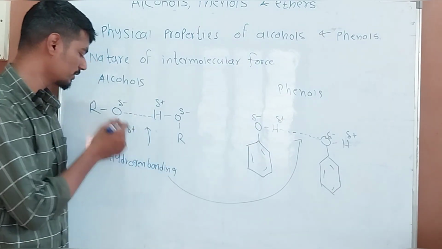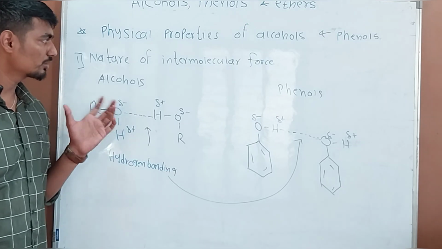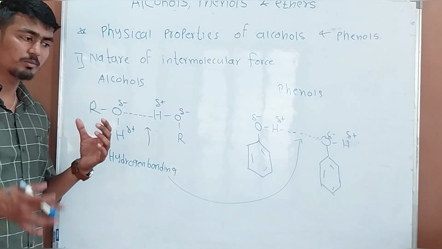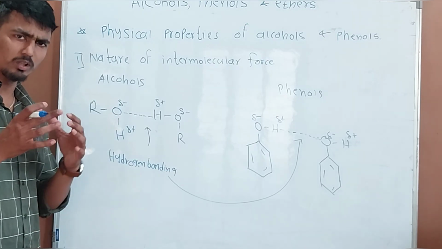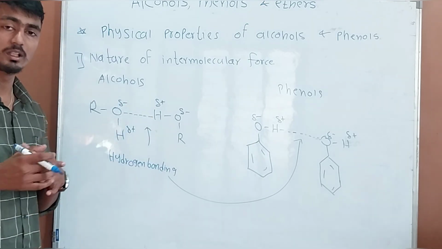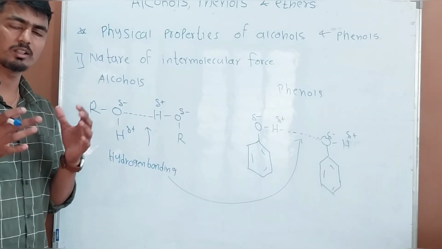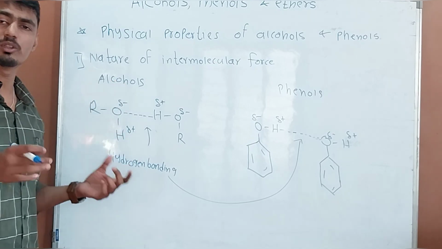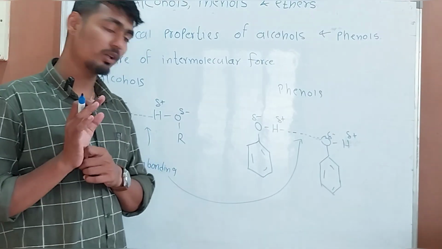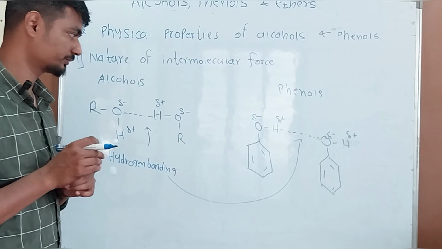That is for phenol. This is for alcohols. So this was the first one, the nature of intermolecular force. Two molecules of phenols or two molecules of alcohols are attracted towards each other by hydrogen bonding. Okay. Our next topic is physical state.